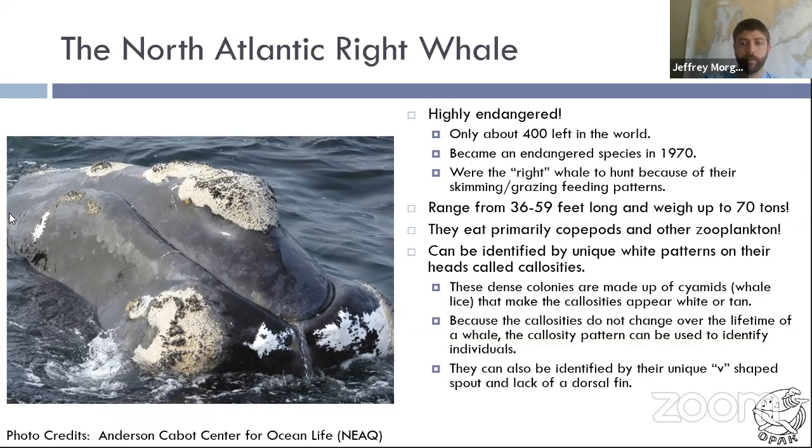And North Atlantic right whales can also be identified by a unique V-shaped spout, and they don't have a dorsal fin. So if we just saw them out on the horizon and we didn't see a dorsal fin, we would be going in the right direction of being able to ID our whale.